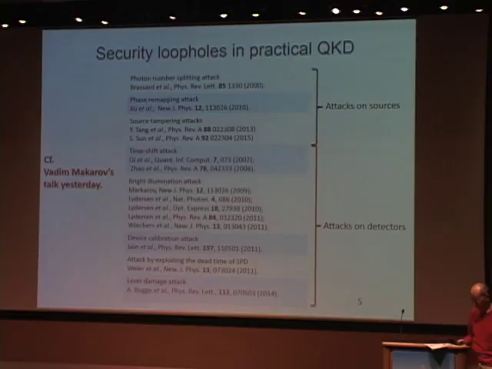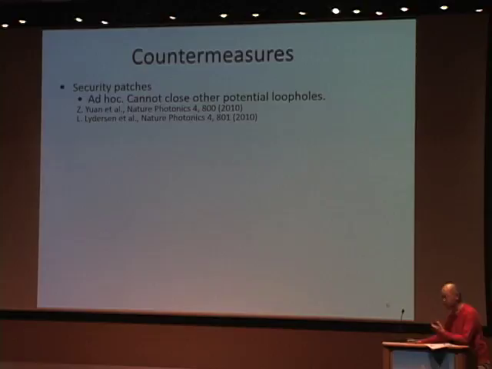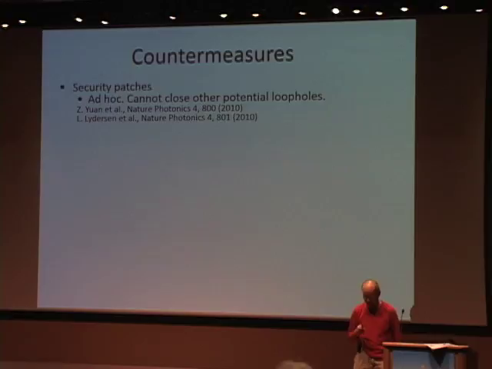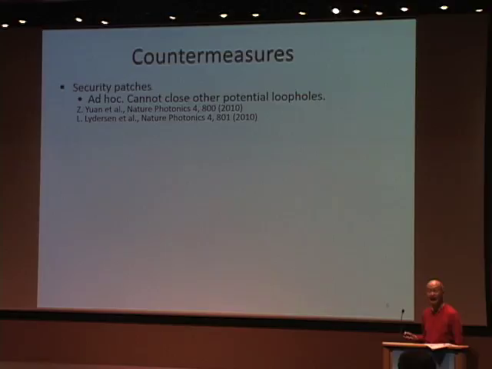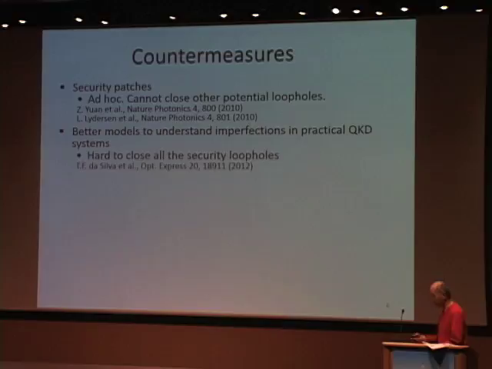Okay, we have attacks. How about countermeasures? Well, you may say, if we know the problem, why can't we fix it, like Microsoft with security patches? Well, it works for the specific attack. However, it doesn't work for more general attacks, right? Once the eavesdropper knows what we are doing, of course, she can look into some new attacks. So that would be a problem. Or maybe we can model a system better, understand the system, and make it work. But again, it's very challenging. How do we understand the whole system? How do we understand the whole physics? So that's difficult.